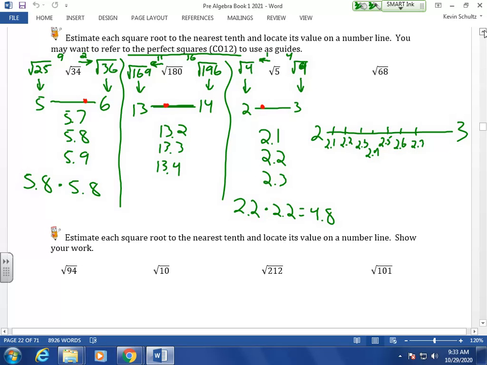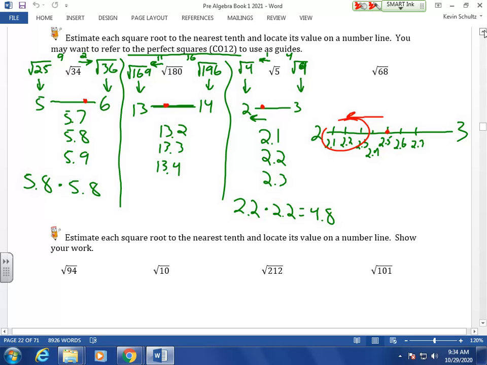So if I know that the root of 5 is closer to the root of 4 than it is to the root of 9, because it's only 1 away there and 4 away from 9, that means that the root of 5 is going to be closer to 2 than it is to 3. It's not going to be at 2.5, because 2.5 is right in the middle between 2 and 3. But root 5 is closer to 2. So it's going to be somewhere on this side of half, and then we're just estimating. It's only one number away from 4, so it's going to be just a little bit greater than 2. So it's going to be somewhere down in this range here.